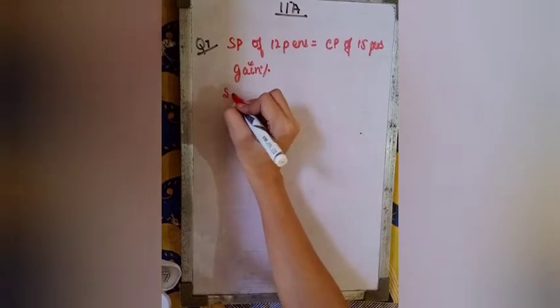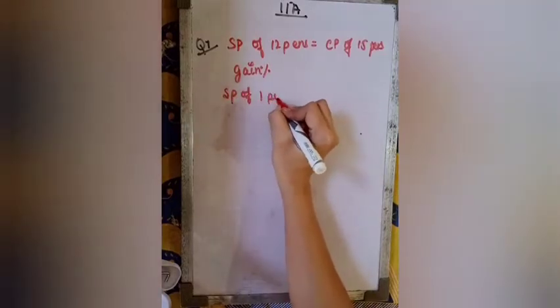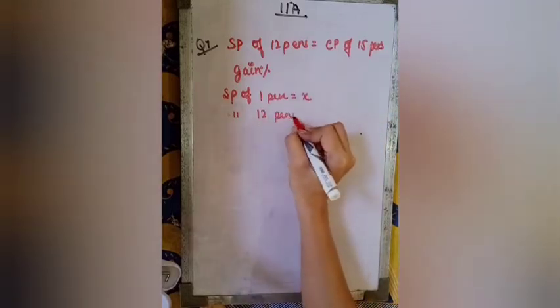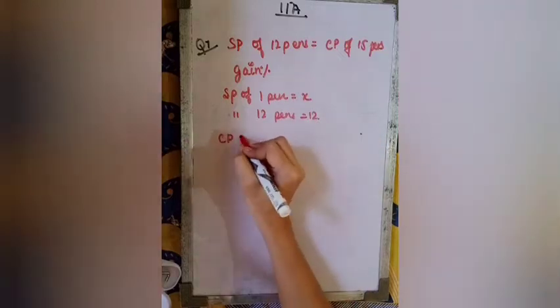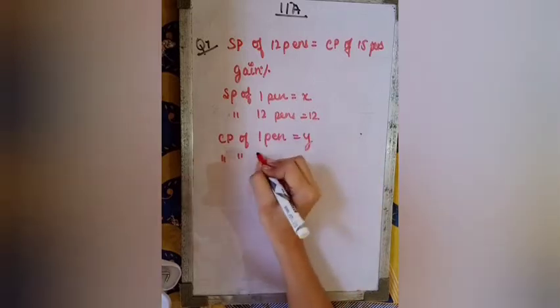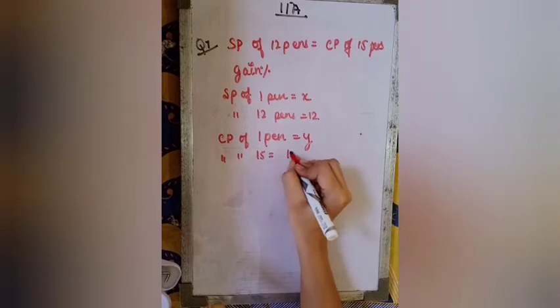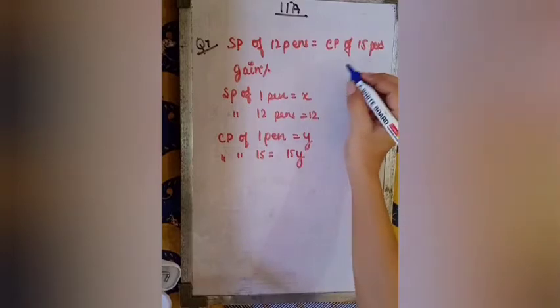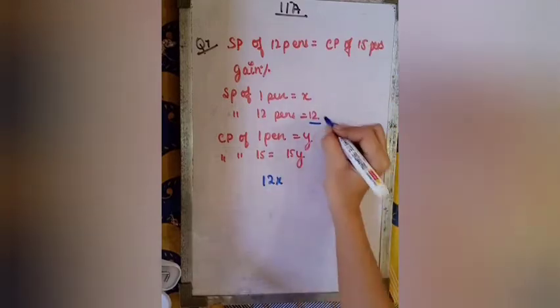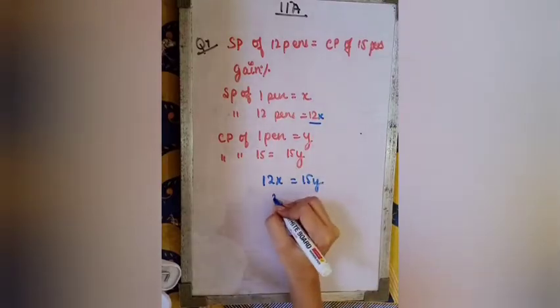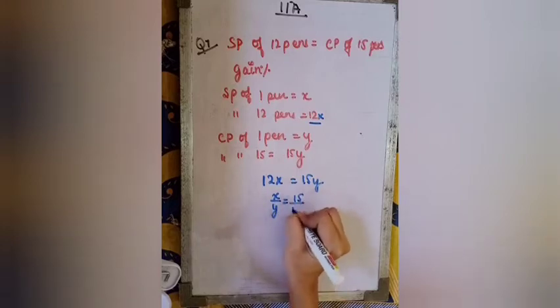Now let us suppose the SP of 1 pen be X. So the SP of 12 pens will be 12X. Then the CP of 1 pen, let it be Y. So the CP of 15 pens will be 15Y. Now they are saying SP of 12 pens, that is 12X, is equal to the cost price of 15 pens. From here we know X upon Y equals 15 upon 12.